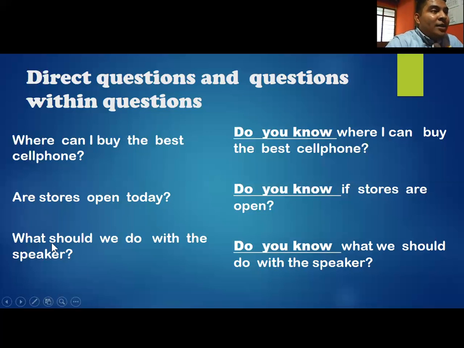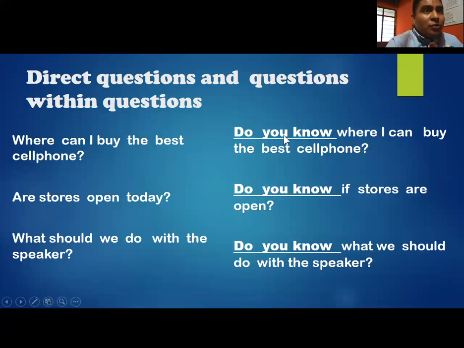What should we do with the speaker? Should is before the subject. Should is an auxiliary or a helping verb, and in the direct question it is at the beginning. First is the auxiliary and then is the subject. But it doesn't happen in a question with the structure of questions within questions.